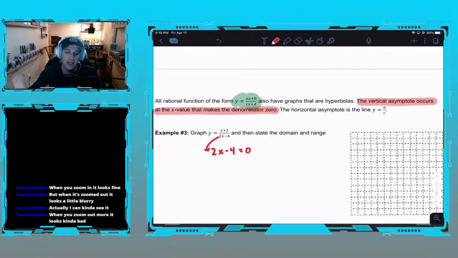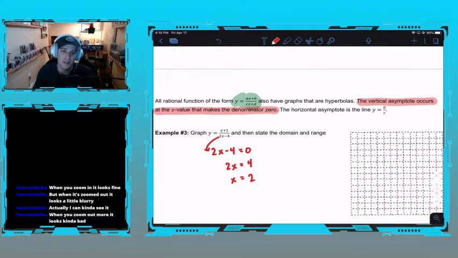A lot of you guys are just going to look at this, and you're going to be like, Mr. Sadler, I know the answer is 2, but I'm just showing it out algebraically so you guys understand where it's coming from. So I'm just going to move the 4 over to the other side, and then I'm going to divide both sides by 2, and yes, x is equal to 2. So that is our vertical asymptote.